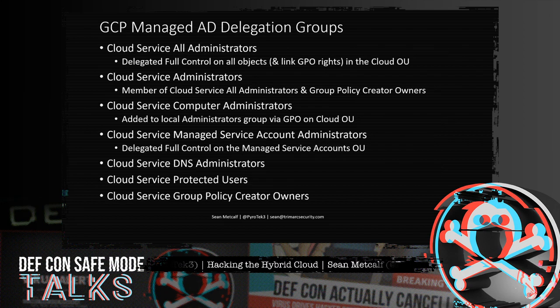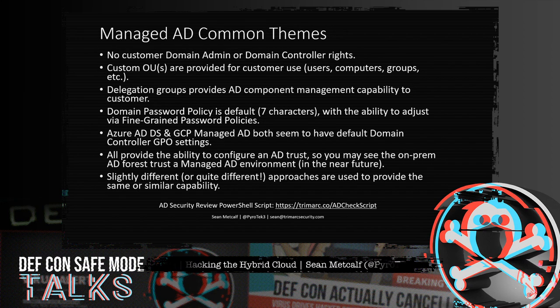so again, I couldn't identify how it may be configured. GCP managed AD has several delegation groups. They start with Cloud Service, and these are stored in the Cloud Service Objects OU. The Cloud Service All Administrators and the Cloud Service Administrators are the primary customer admin groups. GCP delegation groups include computer admins, managed service account admins, and others.